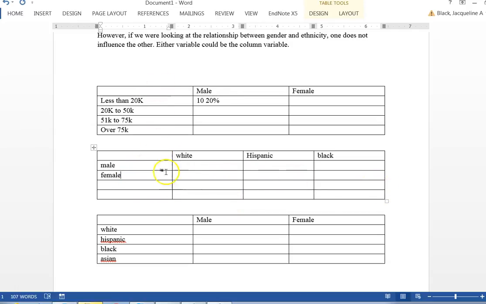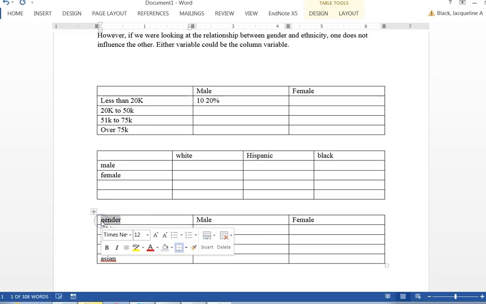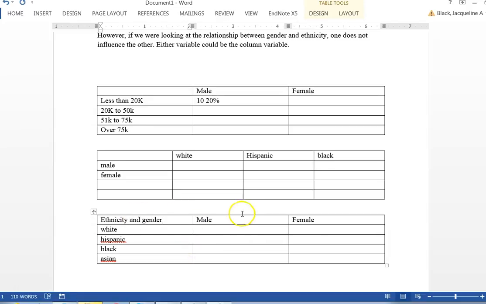Now, something important, this square right here: you wouldn't put gender here to go across, and you also wouldn't put ethnicity here either. Here you would put the relationship between the two. So you might put ethnicity and then gender, so it's both of them. And then if you wanted to, you would put a column above that to say gender, and over here a column that would say ethnicity.